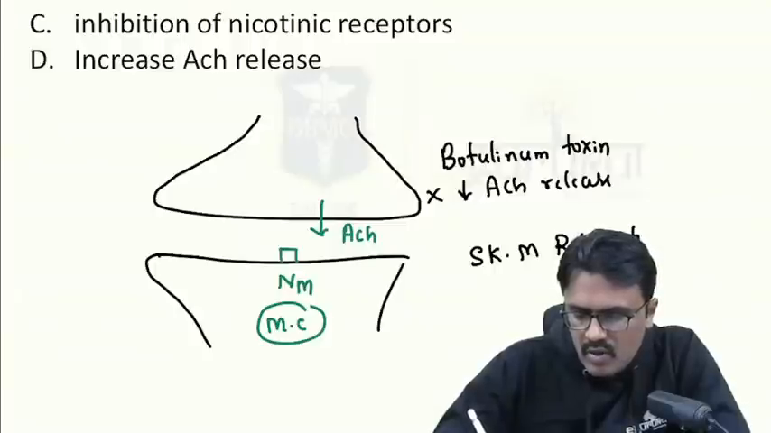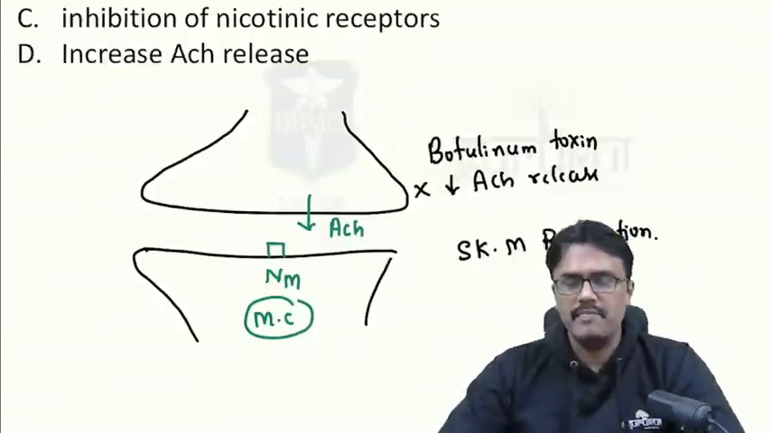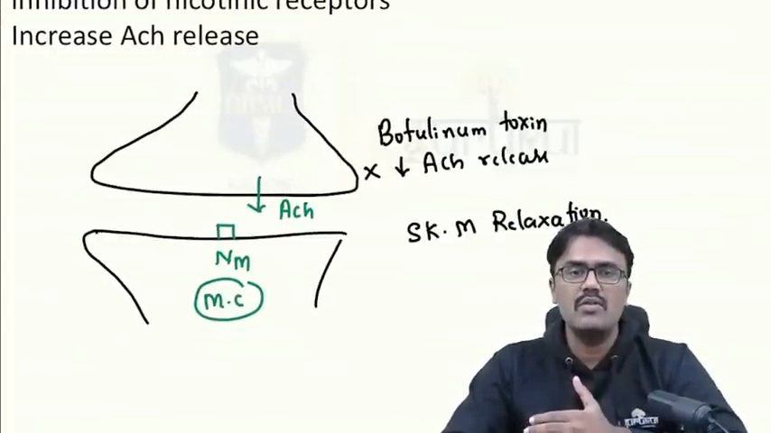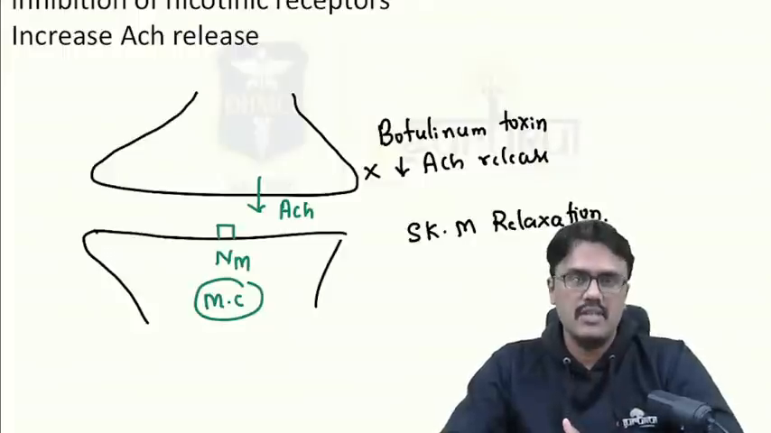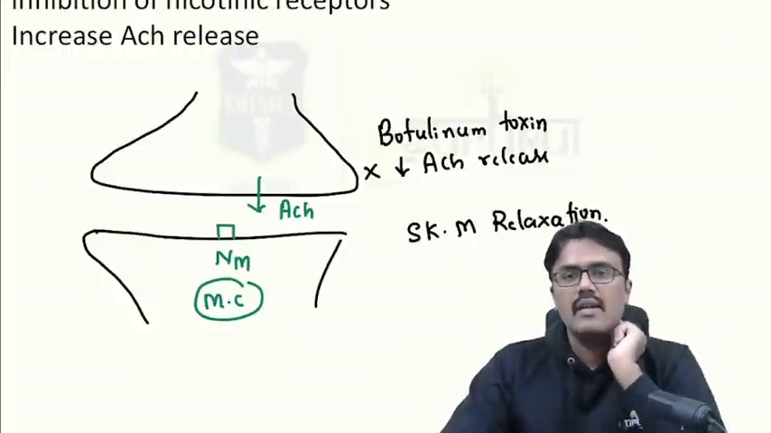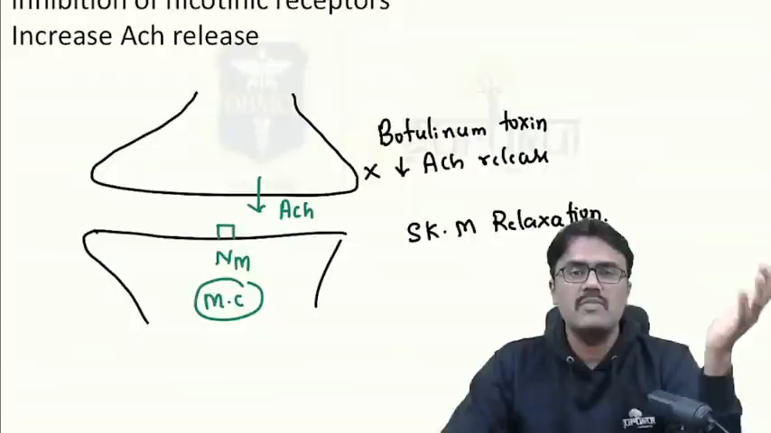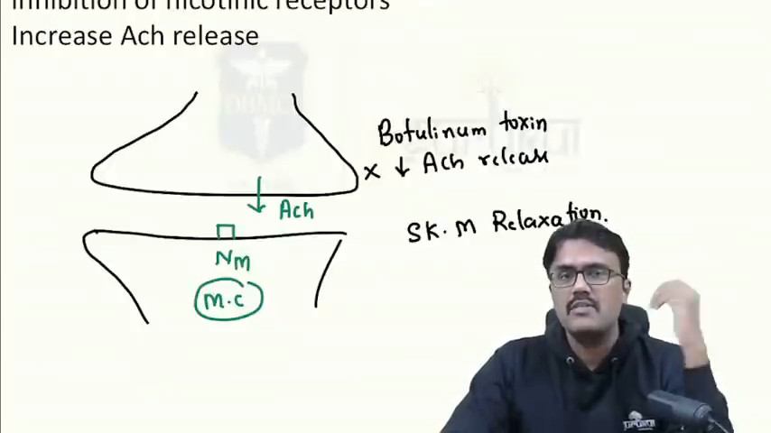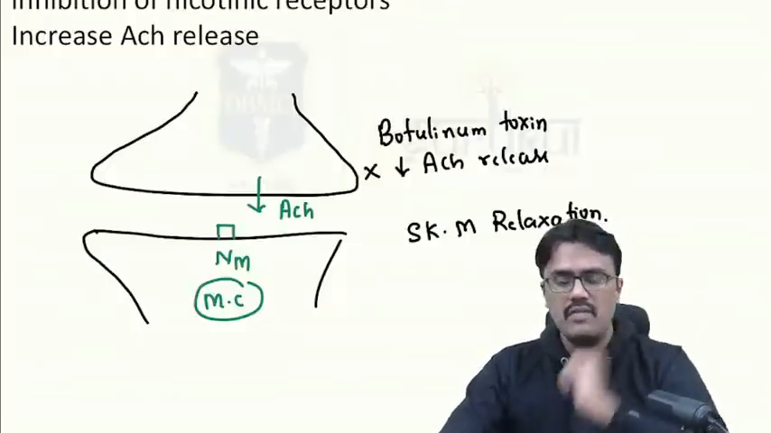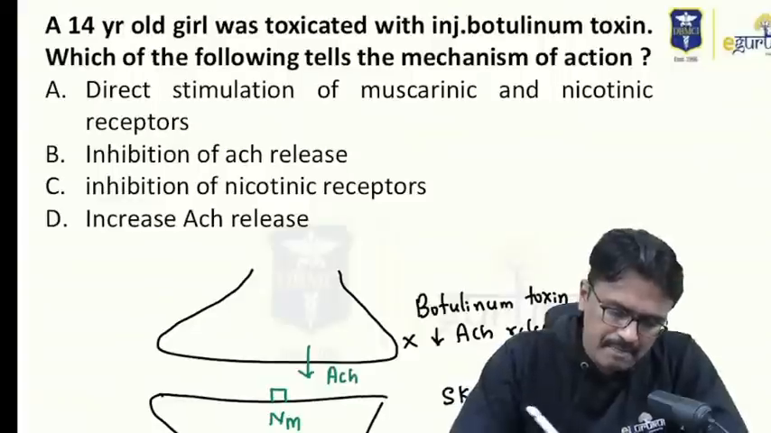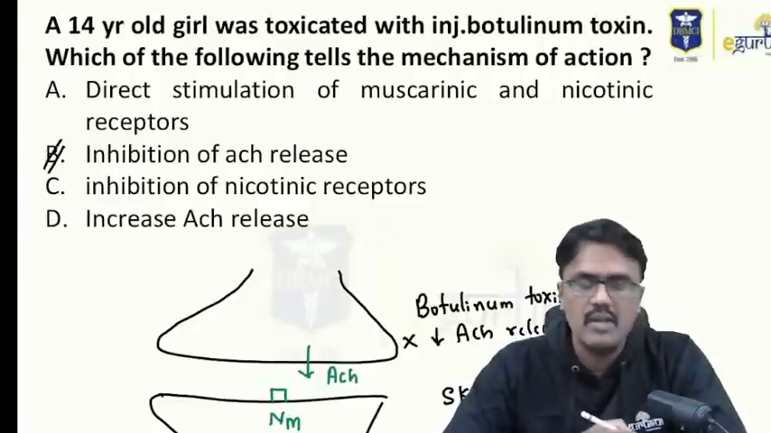So this botulinum toxin is used locally, not systemically, because if you use it systemically, it's one of the deadliest toxins known to humans. It can cause death. We use botulinum toxin locally for wrinkles, glabellar lines, cosmetically, and for muscle spasms like blepharospasm, achalasia cardia, strabismus, and cervical dystonia. So here the answer is B, inhibition of acetylcholine release.